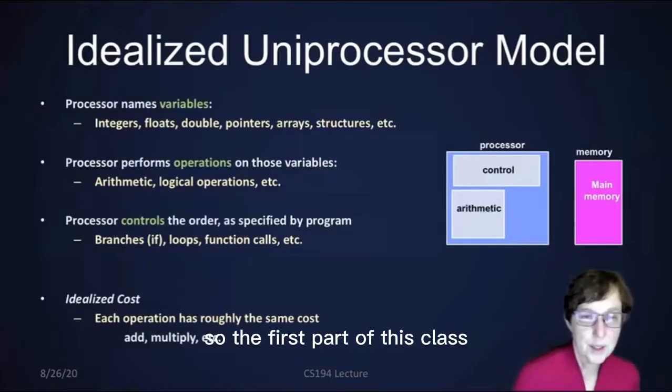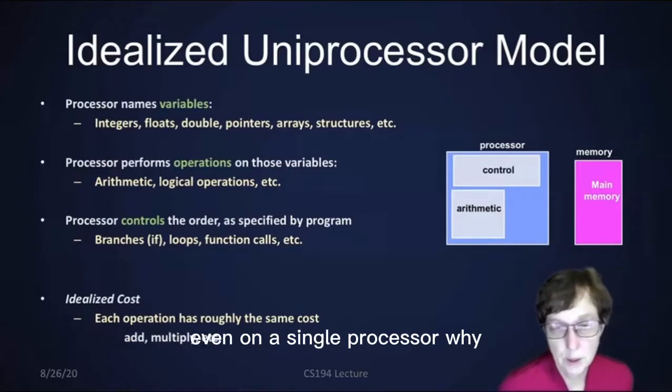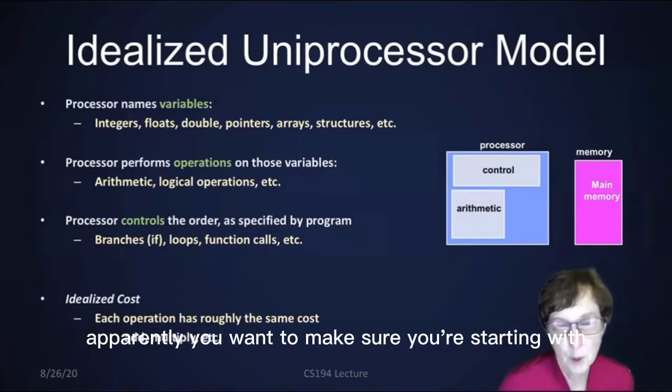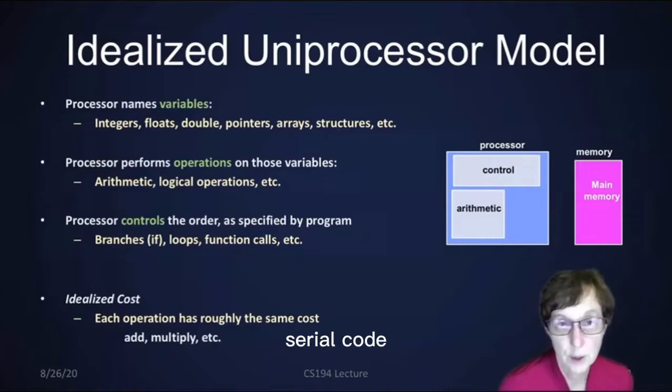So the first part of this class is really going to focus on performance programming even on a single processor. Why? Because if you're going to go to the trouble of making something parallel, you want to make sure you're starting with a good, efficient serial code.